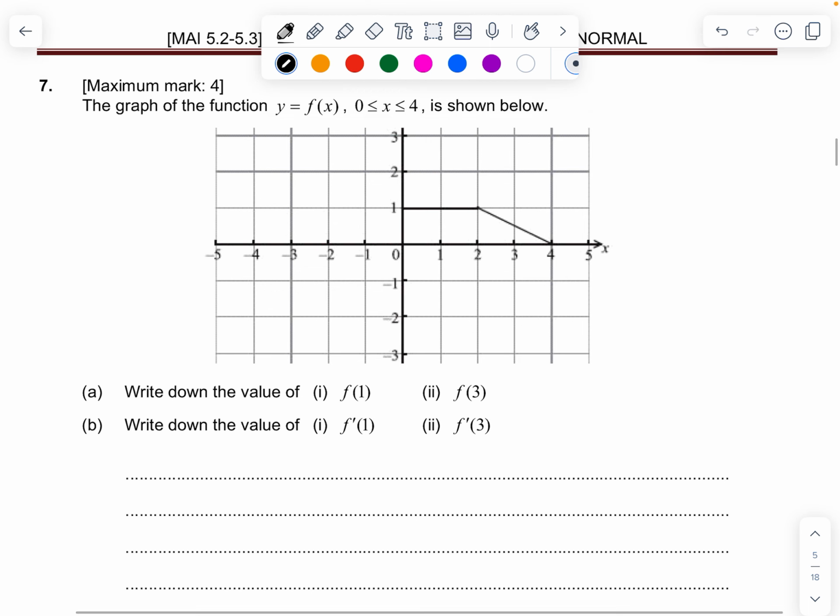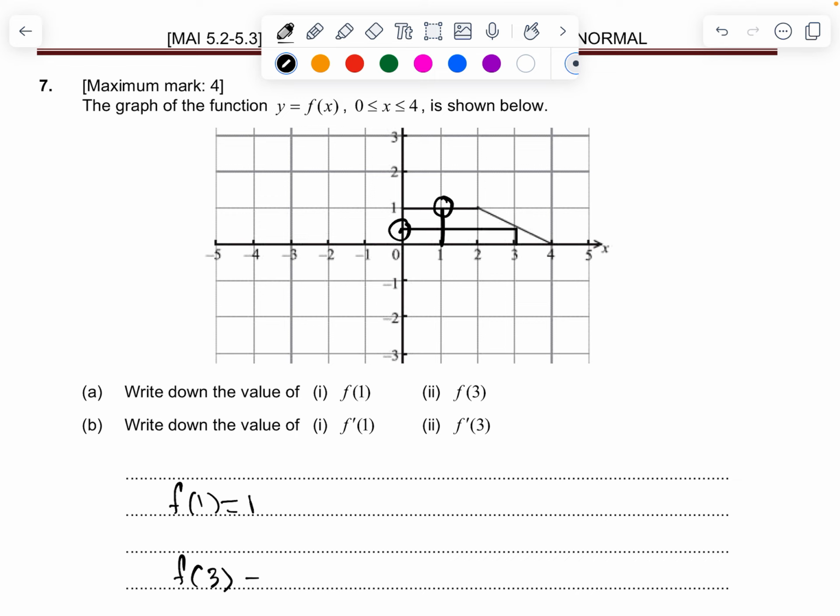Question number 7. The graph of the function f of x is shown below. Write down the value of f of 1. F of 1, you can see that it is going to be 1. F of 3. F of 3 value is going to be 0.5. It can be seen that it is 0.5.